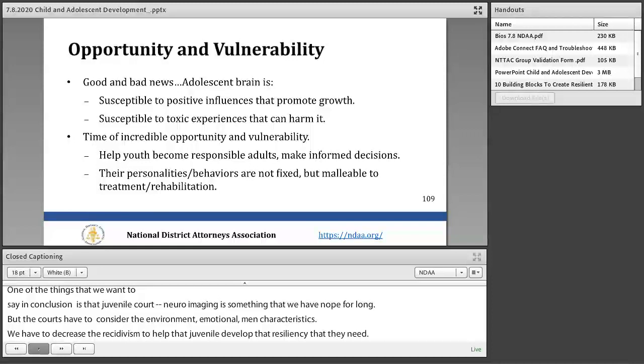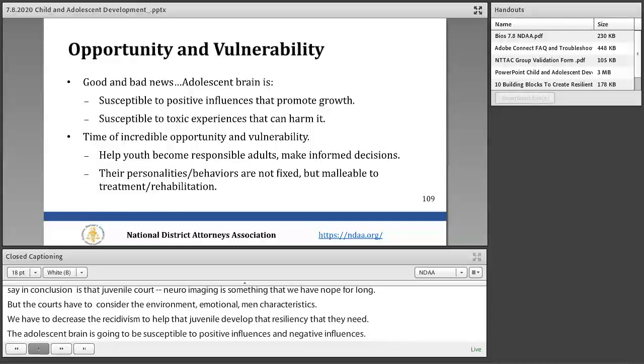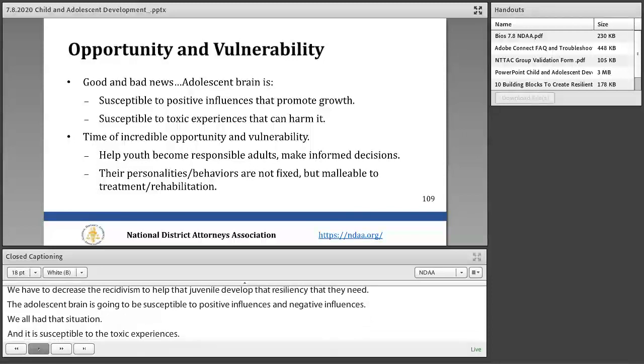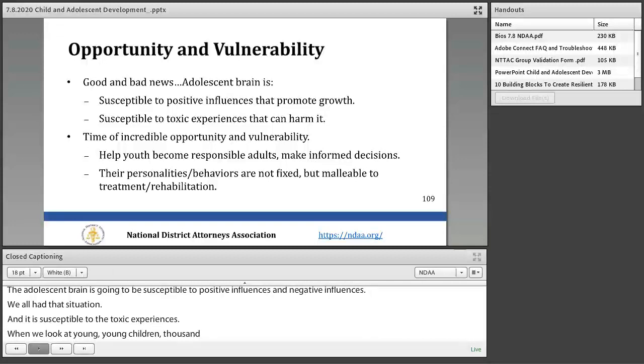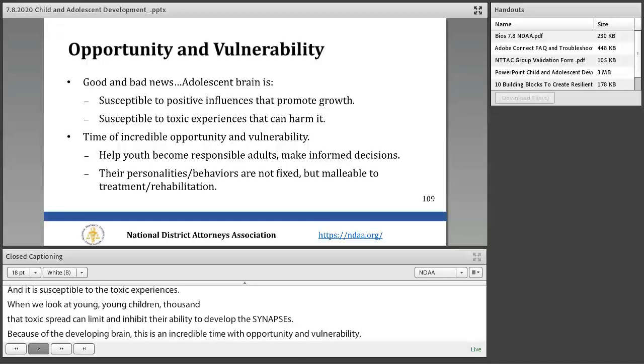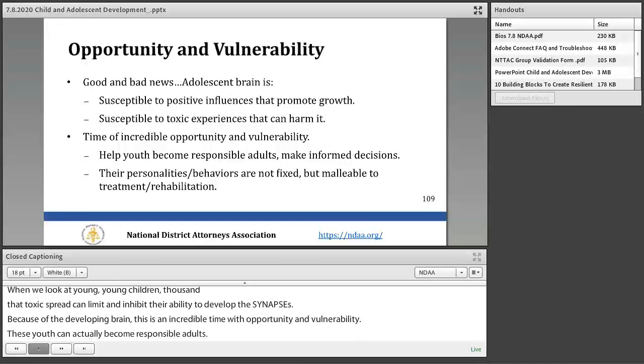So as we said, the good and bad news is your adolescent brain is going to be susceptible to positive influences and negative influences. We've all had that situation. And it's susceptible to the toxic experiences, especially when we look at ACEs and the young children and how that toxic stress can inhibit and limit their ability to develop those synapses that fire and get that brain working so that we can work from down up and inside out to develop that brain. But because of the developing brain, this is an incredible time of opportunity and vulnerability. These youth can actually become responsible adults.